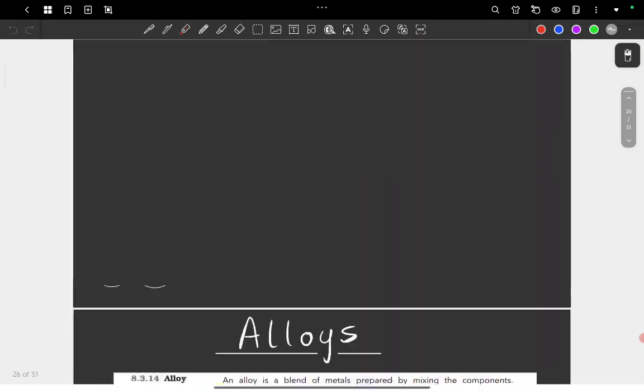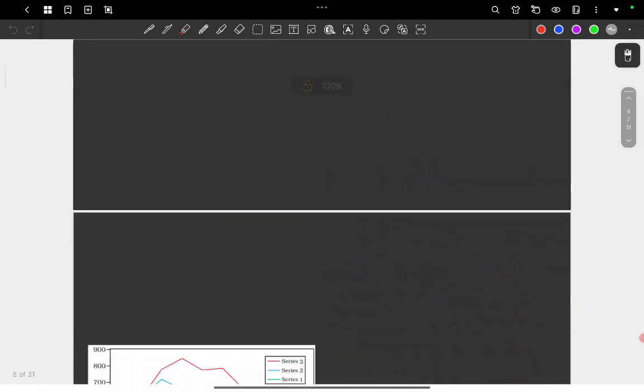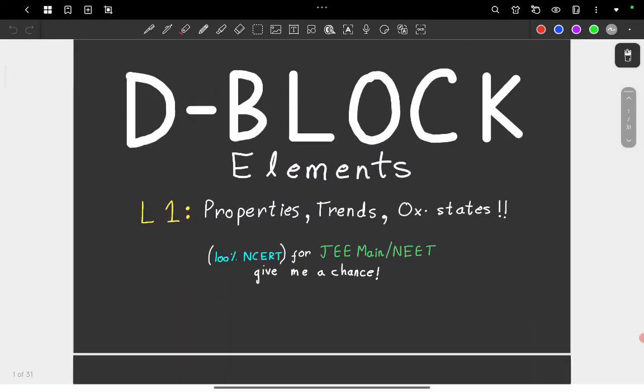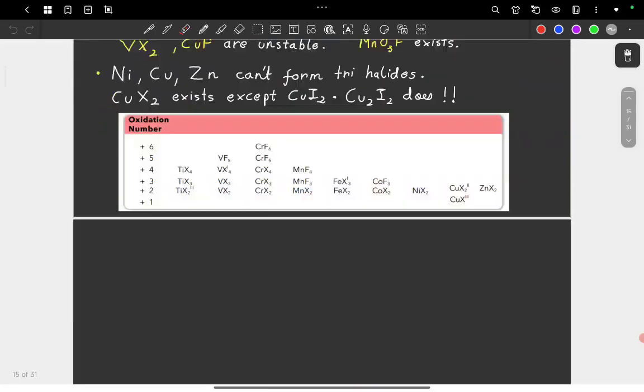Okay, so that was it about the d block elements, and we have completed the entirety of this chapter. f block elements come soon, and it will be done in one lecture.